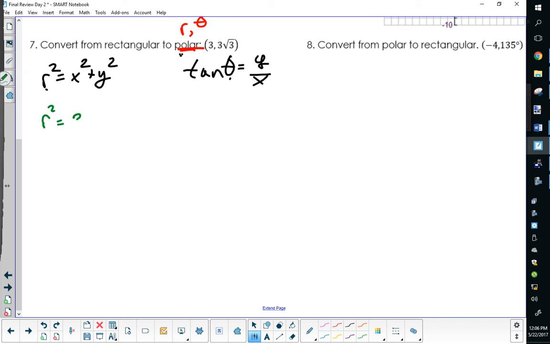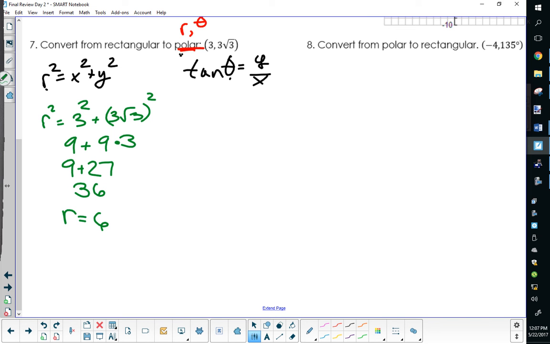So r squared equals 3 squared plus 3 radical 3 squared. We're going to do that. So, Lindsay, what's 3 squared going to get me? 9. 3 radical 3 squared. Remember, we're just squaring both things. So what's 3 squared going to get me? That's 9. And then radical 3 squared is going to get me 3. So that's 9 times 3. So this is 9 plus 27, which is 36. So what's my r going to be here in the end? R is 6. R squared is 36. We square root it and get r is 6.